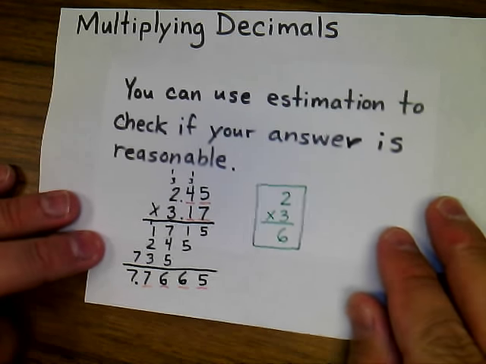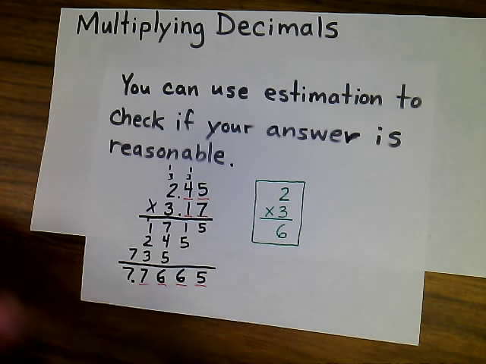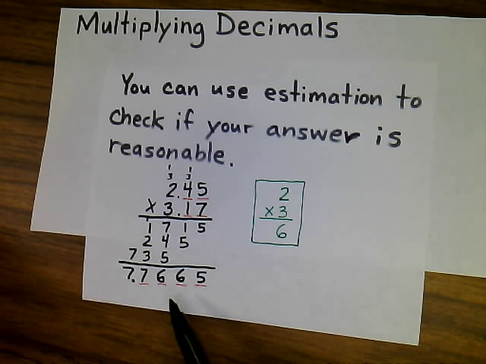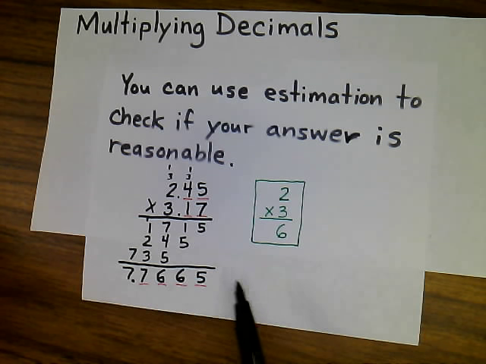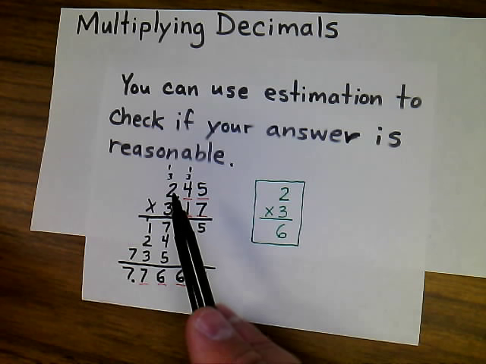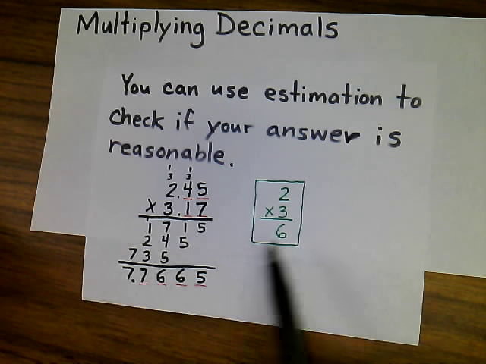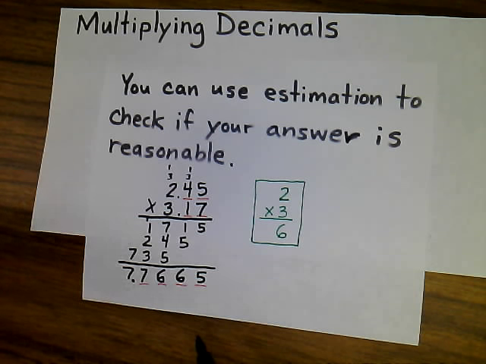It's a great idea to use estimation to check to see if your answer is reasonable. Because the rules are different with multiplication than with subtraction and addition, if this had been an addition problem, you would have just brought your decimal point straight down. But an answer of 776 would have been very unreasonable when really you're just multiplying 2 times 3 here. So if you estimate, round to the place value to make a common number for multiplication, you'd get an estimate of 6, which is pretty close to 7.7665. So that indicates to you that your place value is correct.